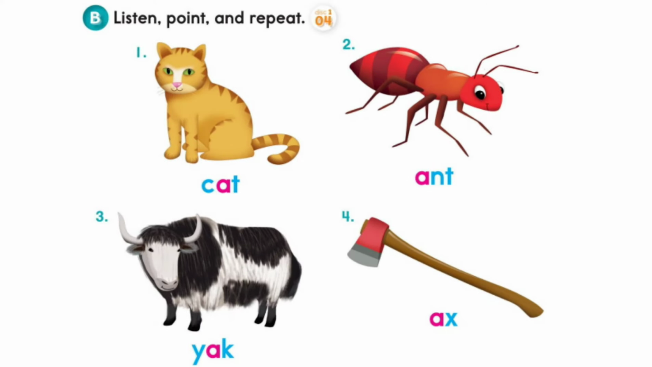Page 4. B. Listen, point, and repeat. 1. Cat. Cat. 2. Ant. Ant. 3. Yak. Yak. 4. Axe. Axe.